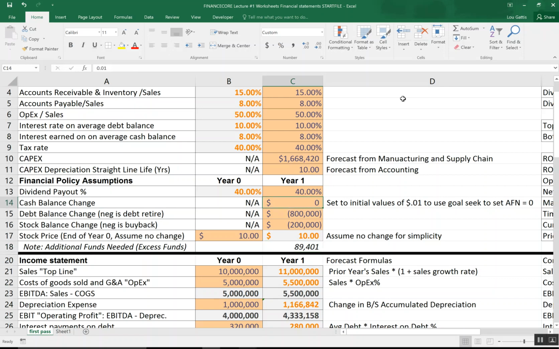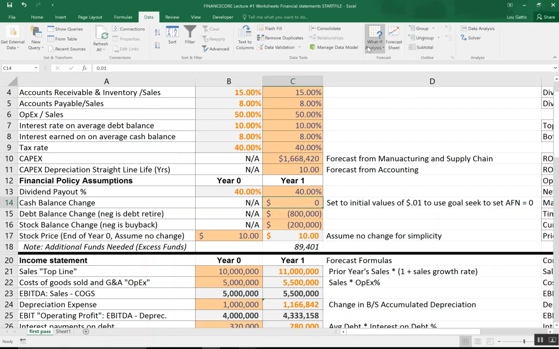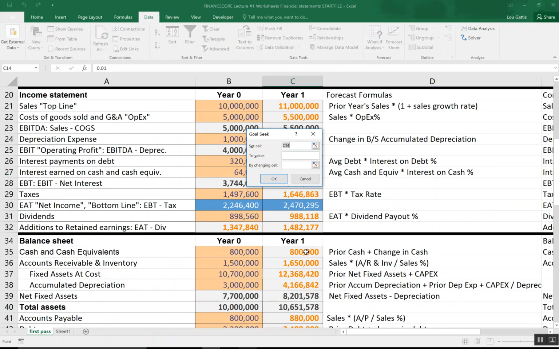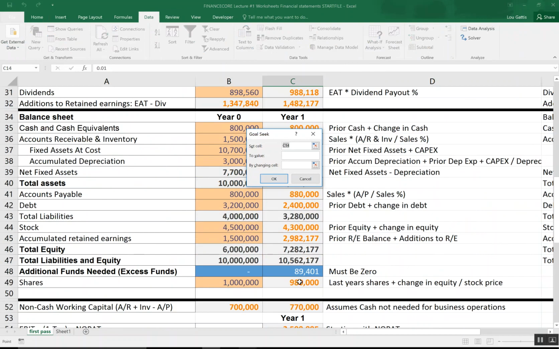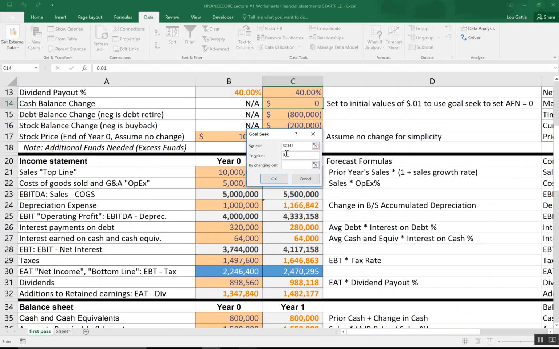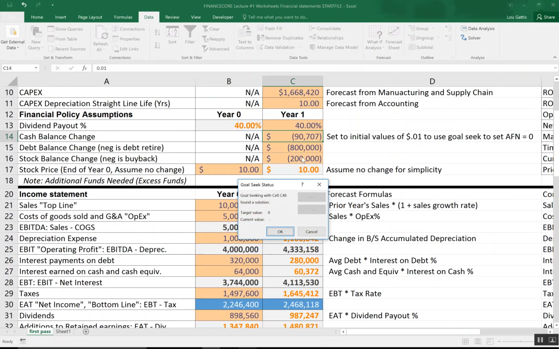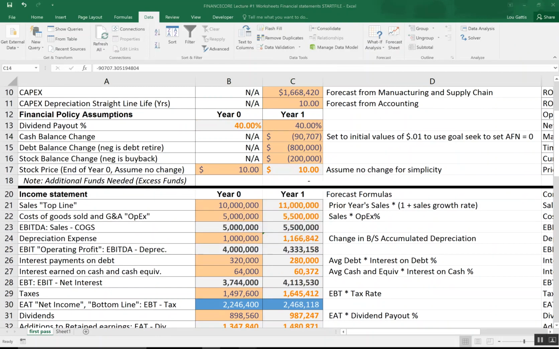I can use Excel's function here. Data, What-If Analysis, Goal Seek. Set additional funds needed to 0 by changing my cash balance, or my changing cash balance in this case. And it's going to do that iterative process and get there. So there we go, we have it. We now have our financial statements.